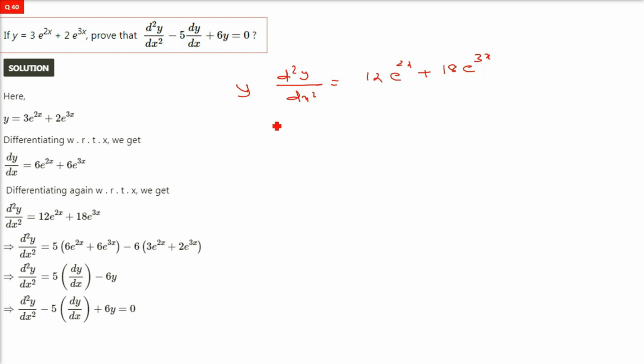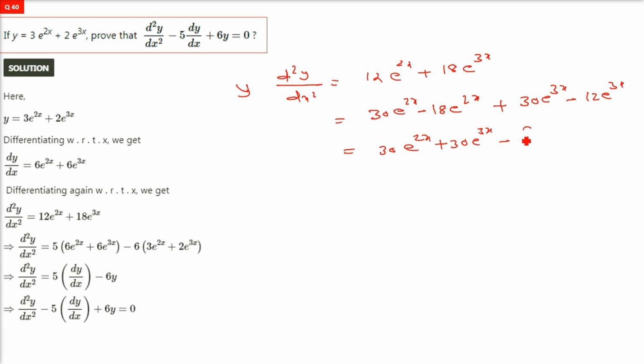Now as I said, we need 5 and 6. So we have 30 e raised 2x. If you write 12 as 30 minus 18, so 12 e raised 2x can be written like that, and 18 e raised 3x can be written like this, 30 e raised 3x minus 12 e raised 3x. So this 30 you can combine together, 30 e raised 2x plus e raised 3x. And the other terms can be written as negative 18 e raised 2x, this will be plus 12 e raised 3x.